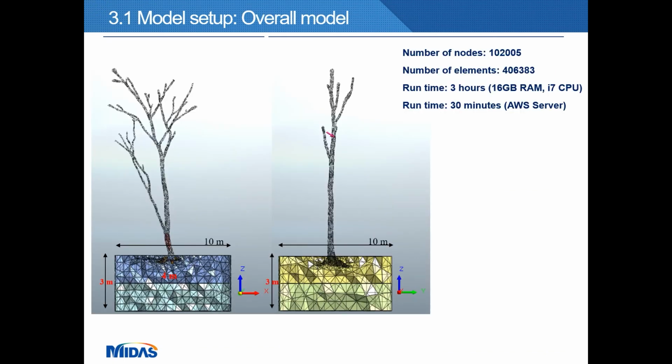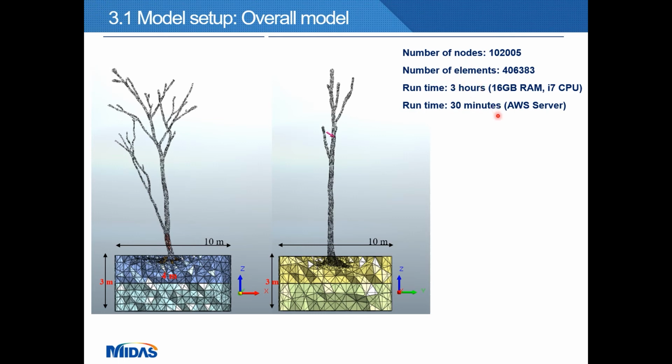So in this case, just to summarize, we have the number of nodes and the number of elements. We have two running conditions. The first one is using a conventional laptop, which has 16 gigabytes of RAM, and we use an Intel Core i7 to run these simulations. For each tree, we spend around 3 hours running each case.